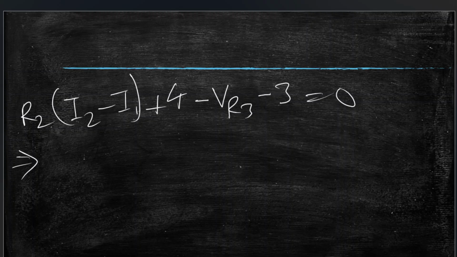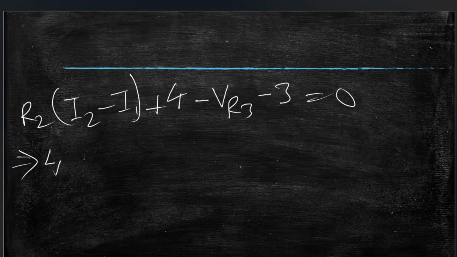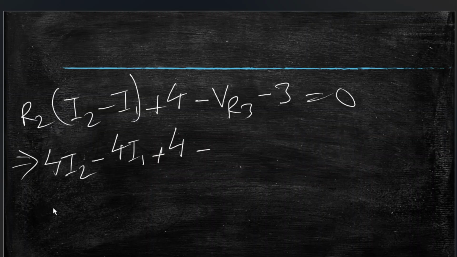Now let's substitute the values. So R2 is 4 ohms. 4 times I2, remove the brackets. So 4I2 minus 4I1 plus 4 minus VR3. What is VR3 again? R3 was 6 ohms. So 6I2. You don't have to write VR3 like this. You can just write the values directly. I'm writing VR3 to make sure there's no confusion left. So minus 6I2 and then minus 3 equal to 0.